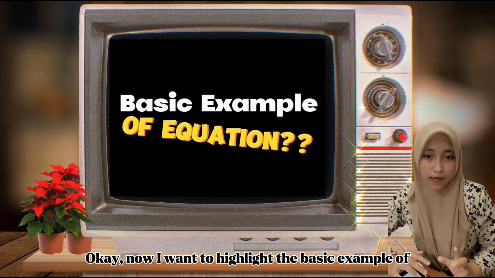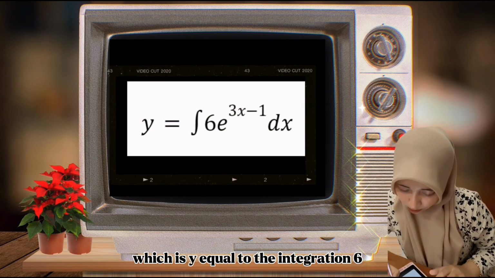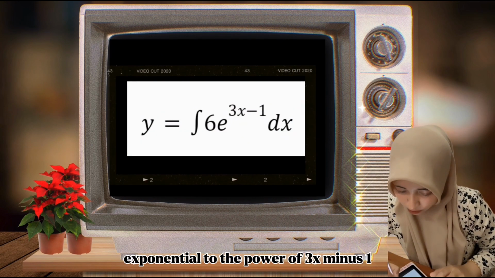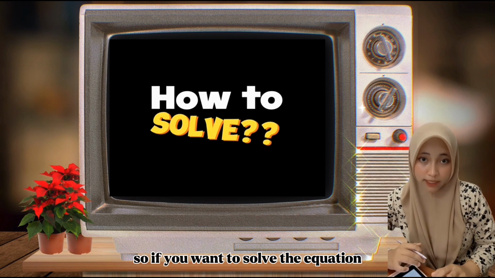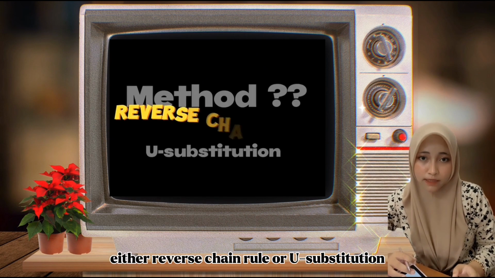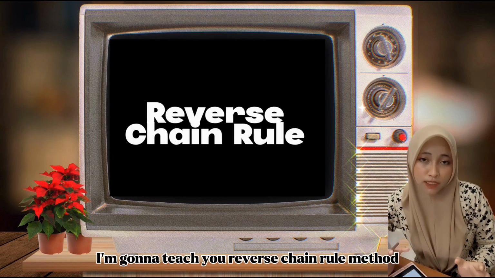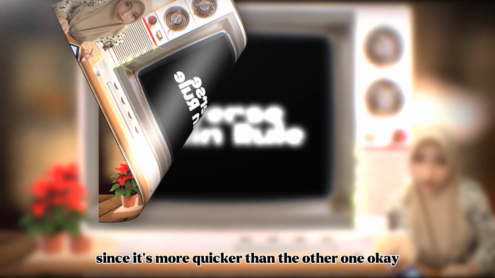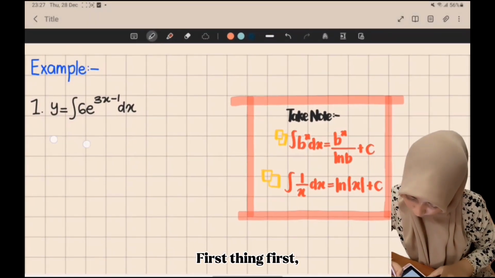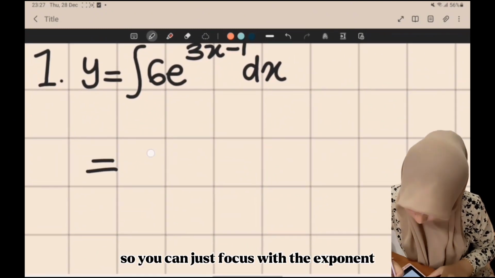Okay, now I want to highlight the basic example of equation first, which is y equal to the integration of exponential to the power of 3x minus 1 with respect to x. If you want to solve the equation, you can choose one method, either reverse chain rule or substitution. In this case, I'm going to teach you the reverse chain rule method since it's quicker than the other one. First things first, if you have a coefficient, you can take it out first, so you can just work with the exponent.